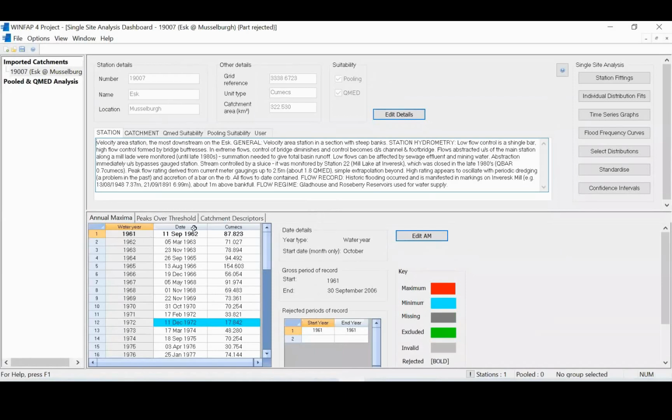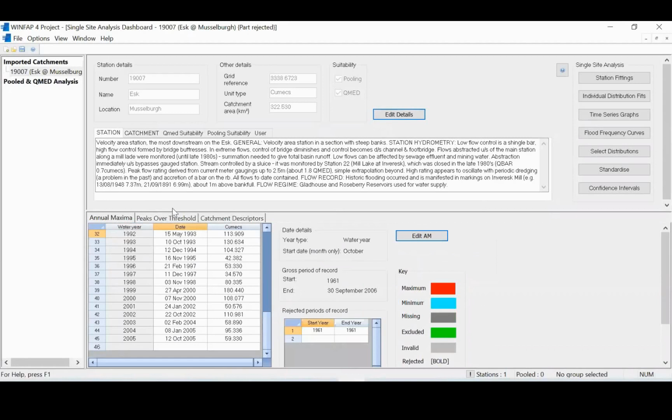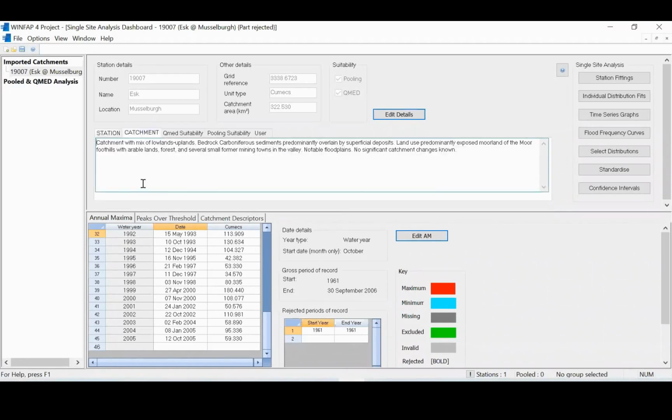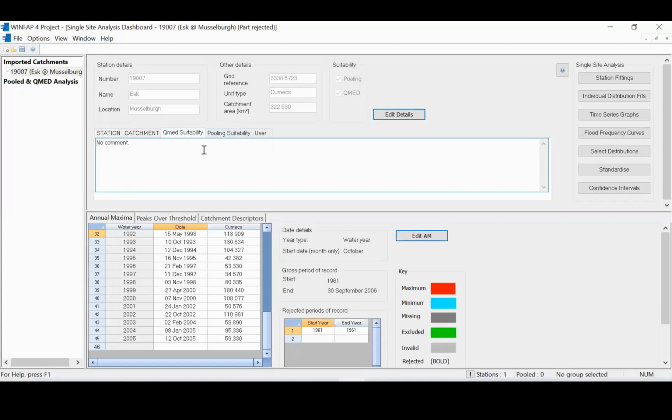So we have the annual maxima series here. We have peaks over threshold data set, and we also have catchment descriptors for this station. We also have descriptive summaries of the station, so the weir that's used there, the hydrometry, the flow record, the flow regime, along with a description of the catchment, so its bedrock, its wetness, its general land use. And then we also have QMED suitability and pooling suitability, which are extracted from the NRFA peak flows data set and are used to assess whether a station is suitable for QMED estimation or suitable for use within a pooling group.